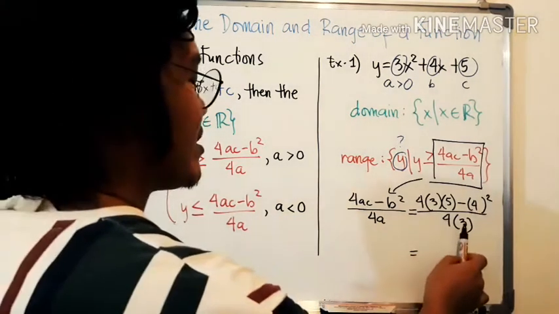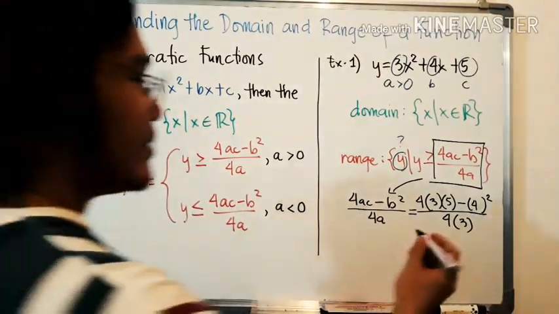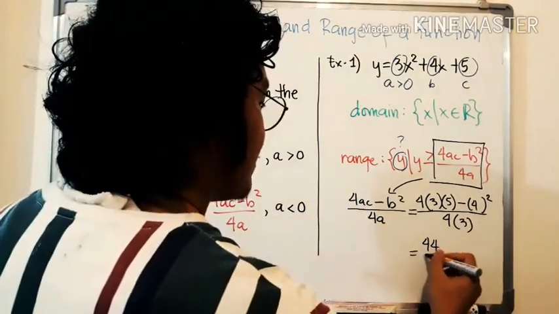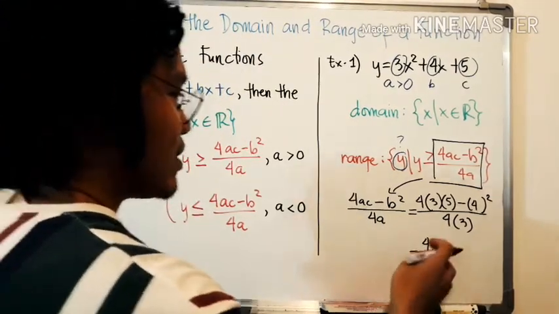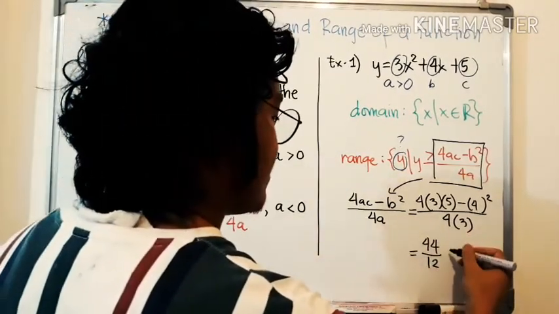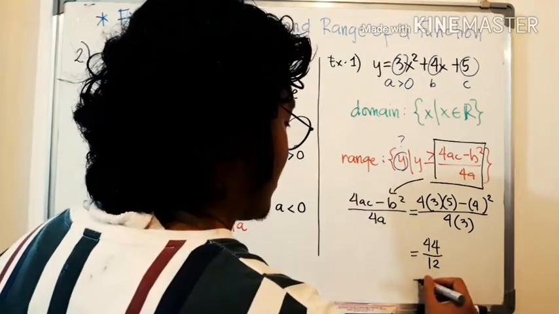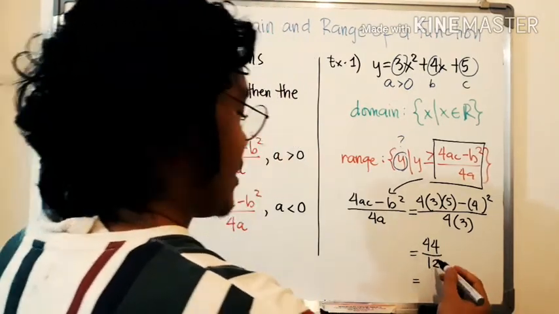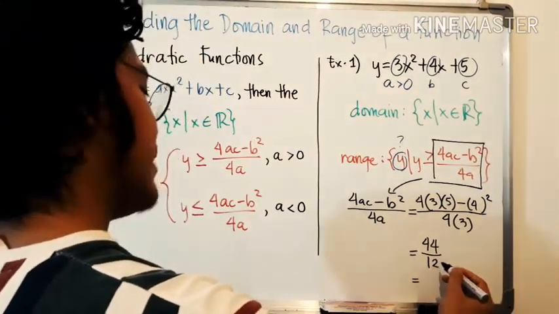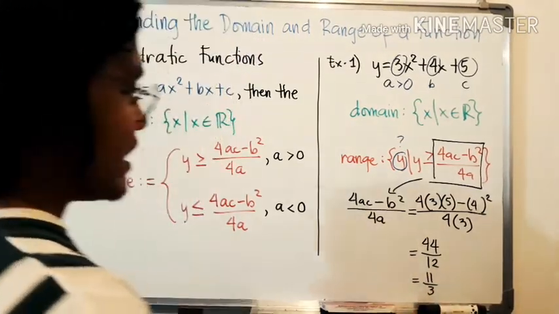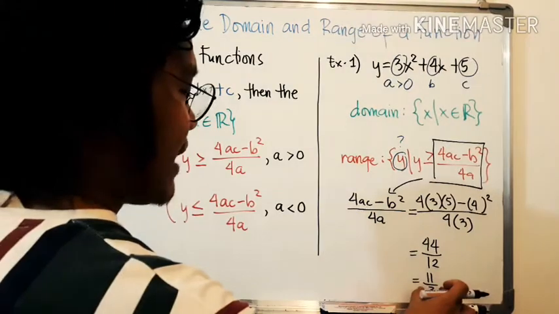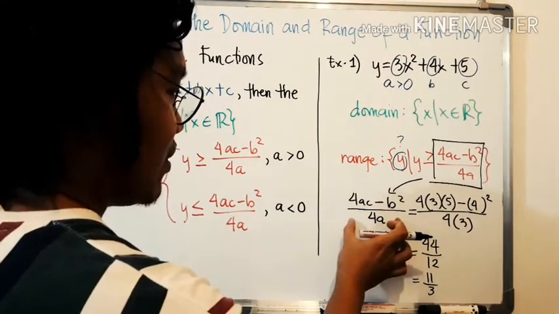Then 4 times 3 is 12. So meaning 44 over 12. So we can reduce this. Can we reduce it by 4? Yeah, by 4. So 11 over 3. Okay, so this is the value of this expression.